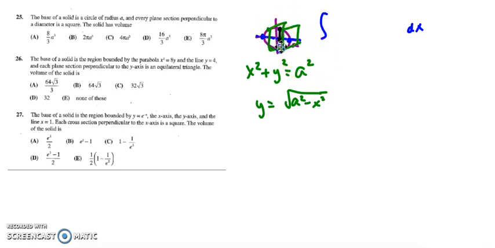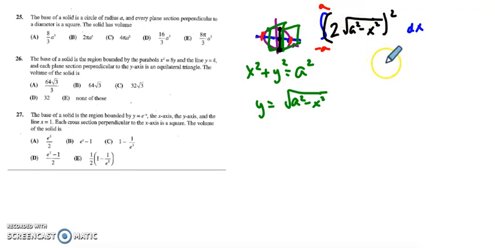So to get the entire base of that square, I have to double the square root of a squared minus x squared for my integral. And so this, 2 times the square root of a squared minus x squared, is the base of each square, and I have to square it for cross sections of squares. And my limits of integration go from negative a to a.